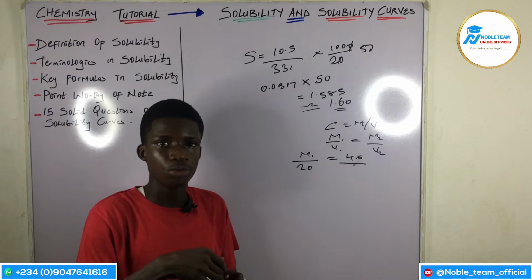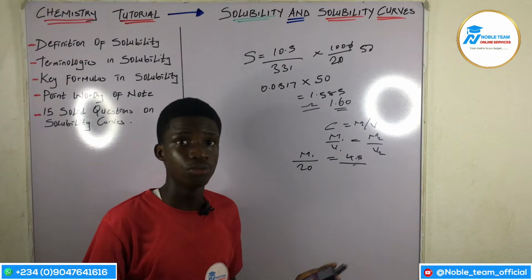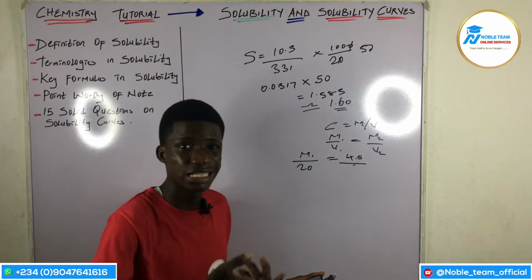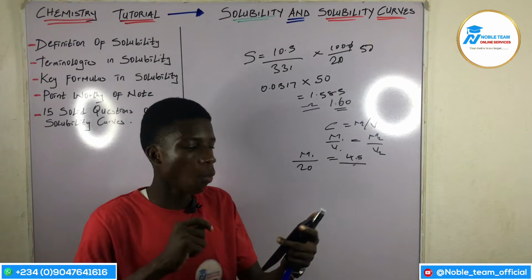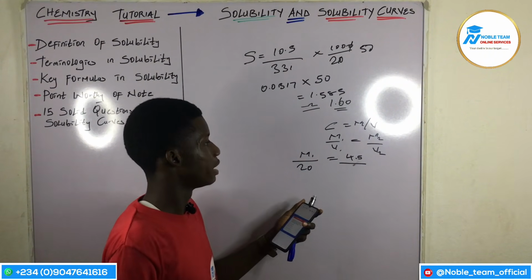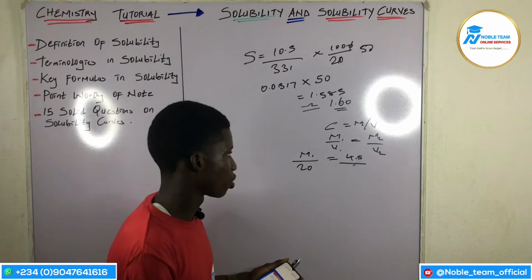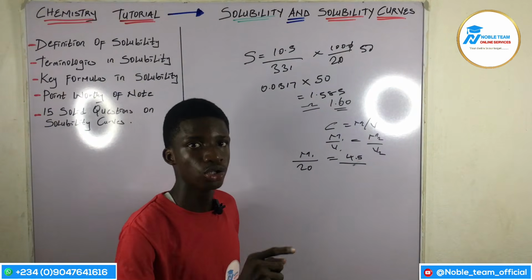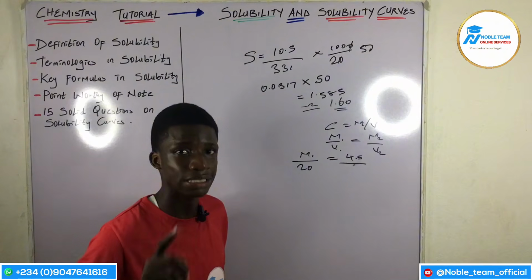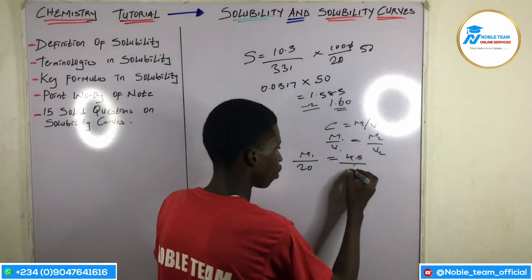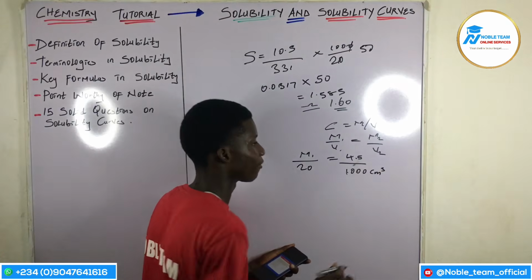Now in 1 dm cube, which particular unit am I going to be using? I'm going to be converting it to centimeter cube. Now 1 dm cube in centimeter cube is equal to what? Let me explain something. 1 dm cube to centimeter cube is 1000 centimeter cube. I've converted it.